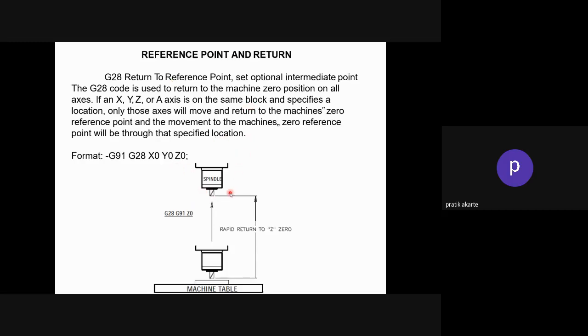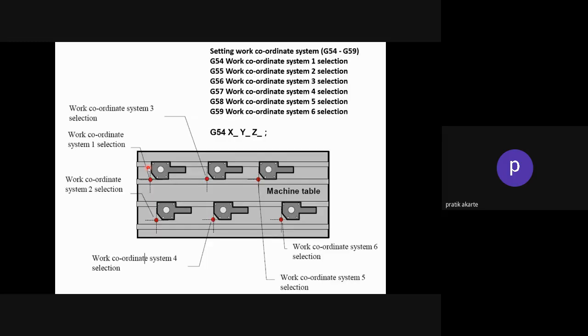Once we start our CAN cycle, you will come to know why these reference points are used. But remember, G28 is for the return to the reference point. Now, G54 to G59 are the coordinates used for the work coordinate system selection.